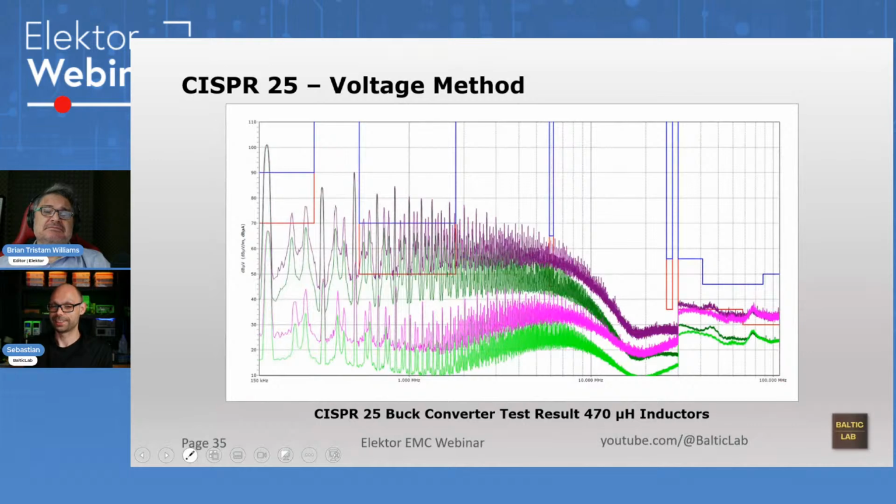Yes, but that's a completely different topic. CISPR 25 goes from 150 kilohertz to 108 megahertz, at least with the voltage method. And this is an important point that you bring up, because all these standards have limits in certain ranges, and we oftentimes forget what's happening outside of it.